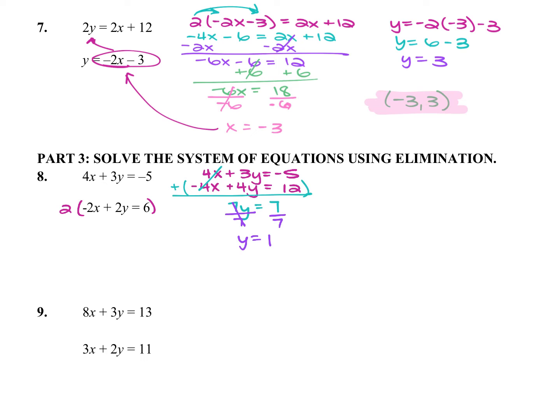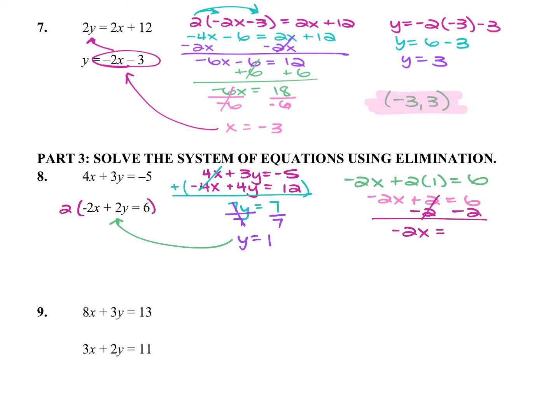Now choose one of the original equations and solve for x. I'm going to use the bottom equation, so I'm going to plug this 1 in for y, and negative 2x plus 2 times 1 is equal to 6. Your 2 times 1 is 2, so that's negative 2x plus 2 is equal to 6. We move the 2 over by subtracting it from both sides. We get negative 2x is equal to 4. Then divide each side by the negative 2. So x is negative 2. If your x is negative 2 and your y is 1, the ordered pair that's your solution is negative 2, 1.